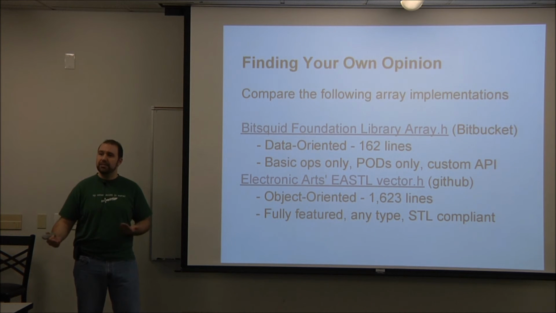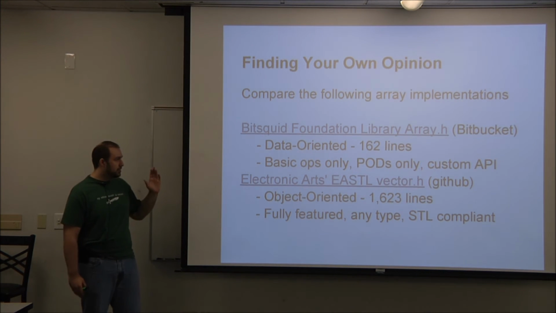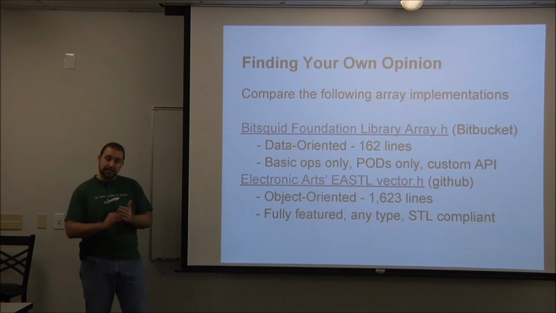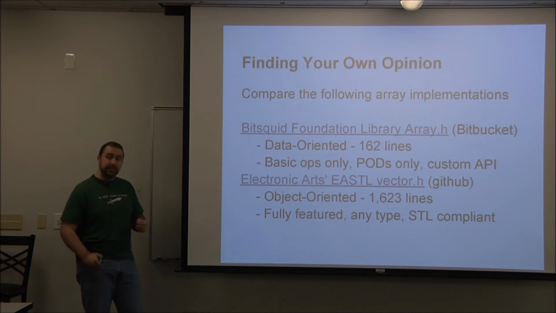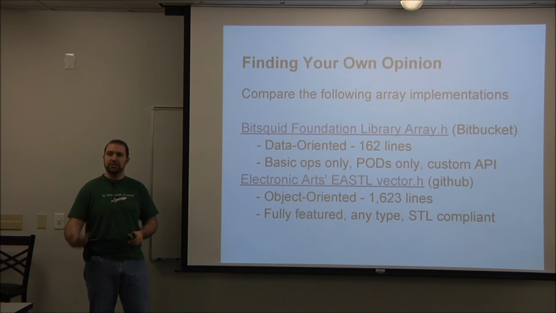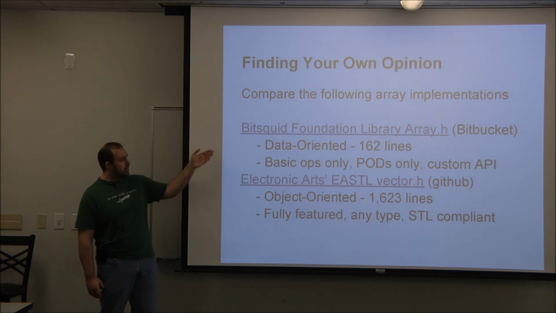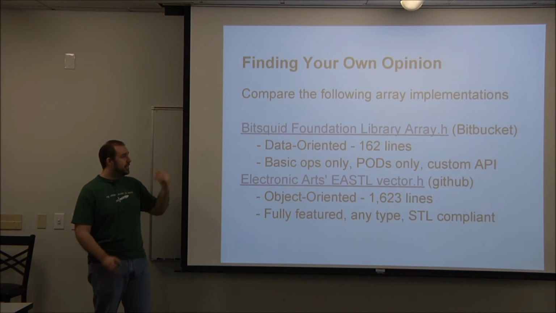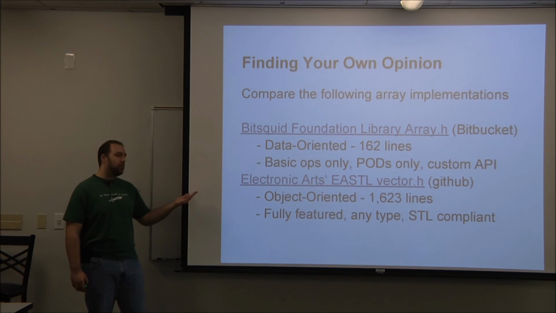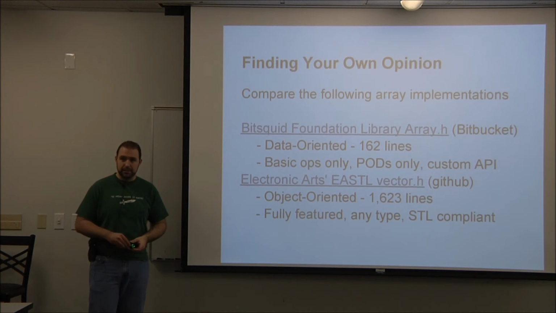So just to help you get an idea of the difference, I cannot possibly put the actual code samples in slides. Even the short one is too much. But the guys who do BitSquid recently released their foundation library on Bitbucket. And it's really instructive if you want to understand the differences between a data-oriented design approach and a more traditional object-oriented approach. For a resizable array, the BitSquid header, which includes implementation, is 162 lines long, as opposed to Electronic Arts' game-oriented STL, where its standard vector is 1,623 lines long.